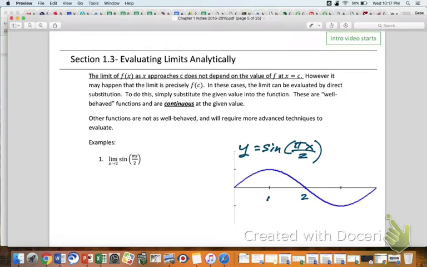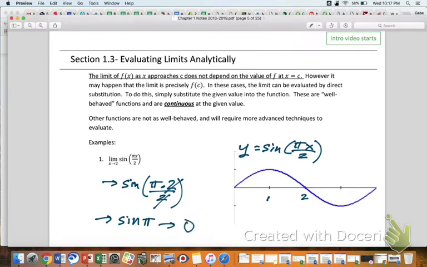So we're going to write this limit as equal to sine of pi times 2 over 2. We're just doing direct substitution here. Of course, the 2's cancel out. I'm left with simply sine of pi, and sine of pi is 0.